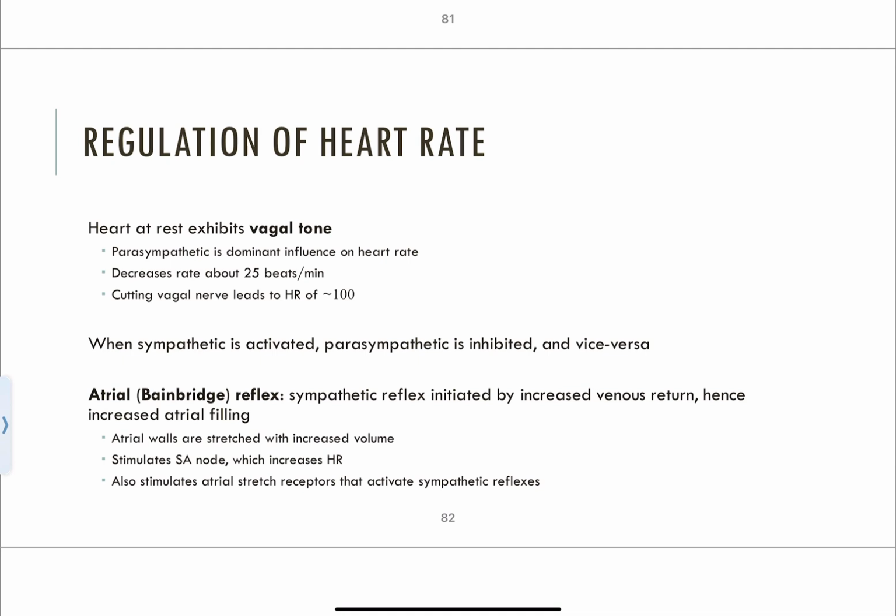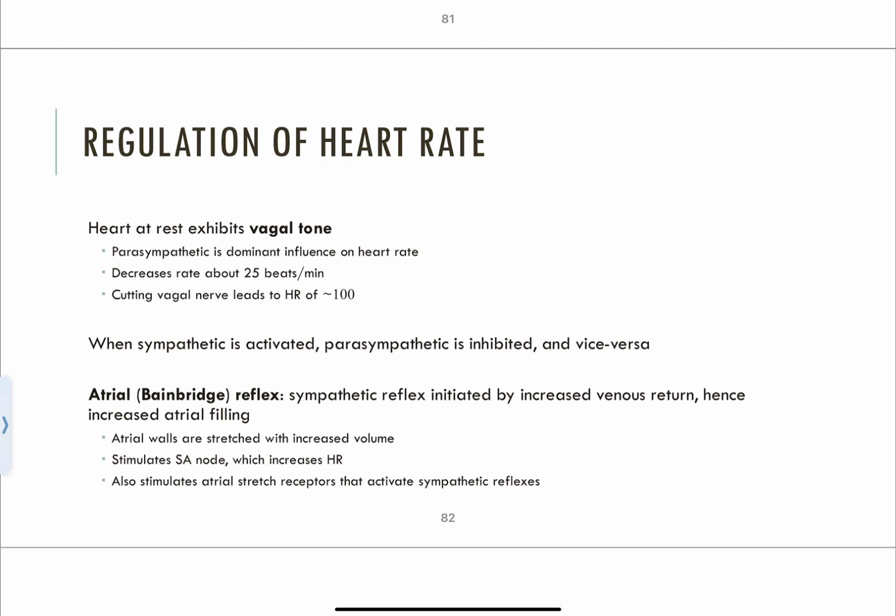So parasympathetic is going to cause a decreased rate of about 25 beats per minute. If for some reason we were to cut our vagal nerve, that's going to lead to a heart rate of about 100 beats per minute instead of the 75 beats per minute that we were expecting. When the sympathetic nervous system is activated, that's going to cause our parasympathetic nervous system to be inhibited and vice versa. So typically we only have one of the divisions of our autonomic nervous system having influence on our heart rate. We also have the atrial reflex.